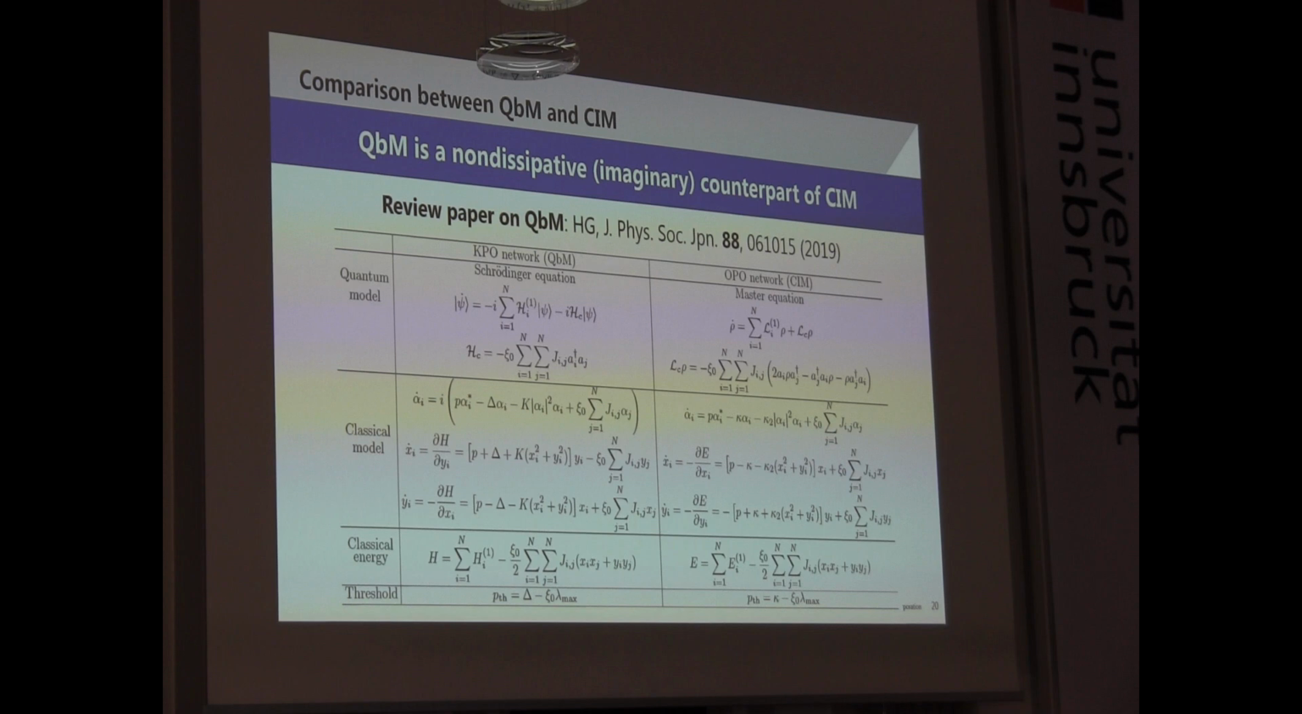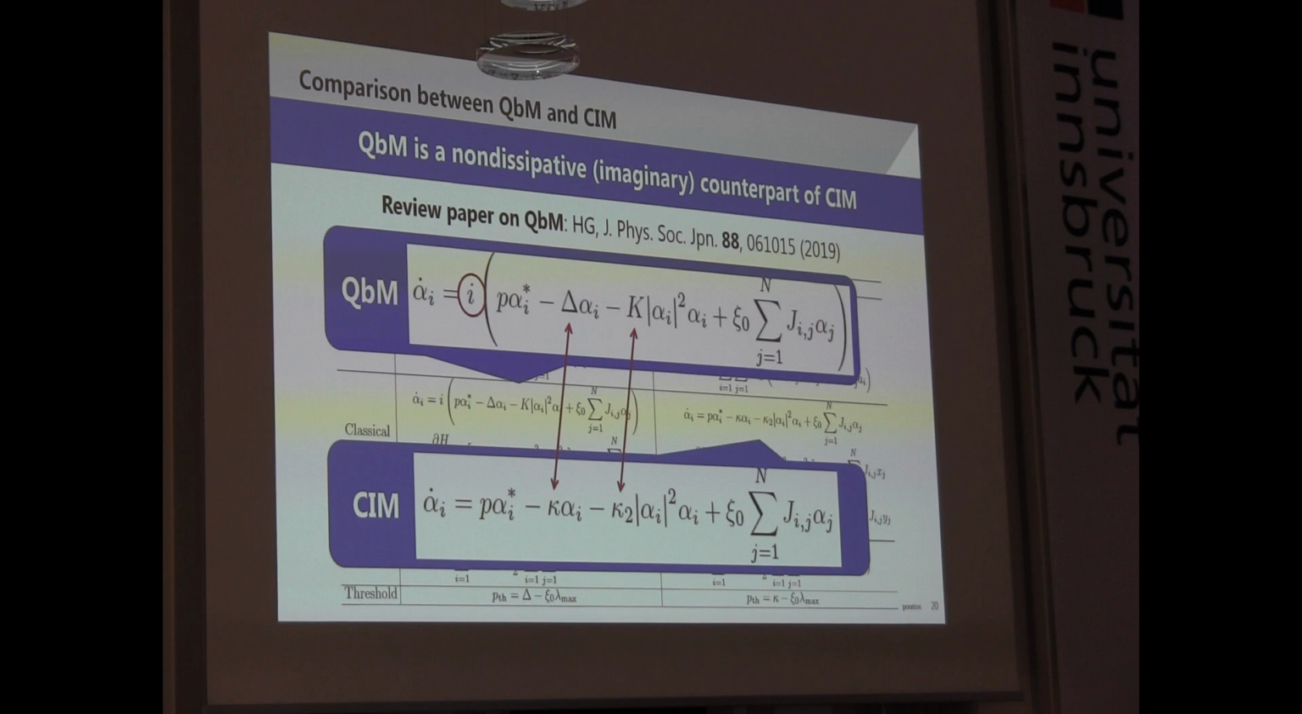Okay, because QBM is derived from CIM, there is a very beautiful contrast between them. The contrast is summarized in this table. I took this table from my recent review paper on QBM. In particular, the classical equations of motion for them are almost exactly the same, except for this imaginary unit. Here, the detuning corresponds to the single photon loss rate, and the Kerr coefficient corresponds to the two photon loss rate. It's a very interesting, beautiful contrast.